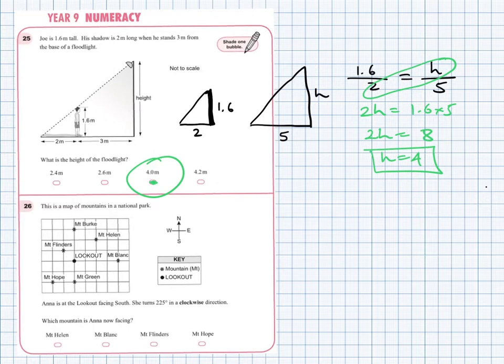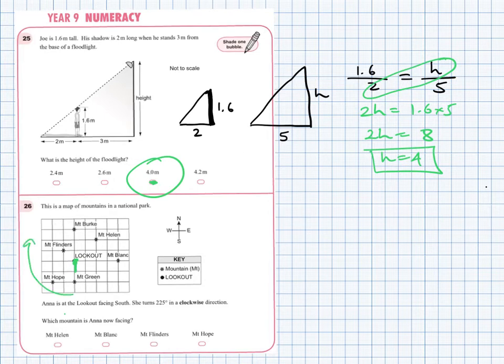Next one. This is a map of mountains in a national park. We have here Anna at the lookout. So she's here, facing south, so she's facing this way. She turns 225 degrees clockwise, so she's going clockwise that way.